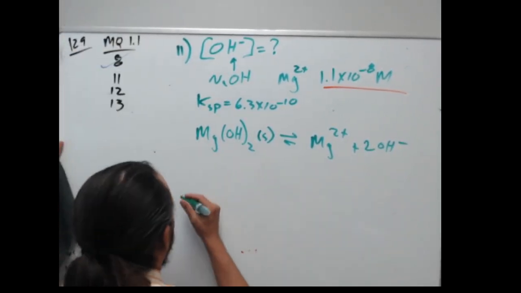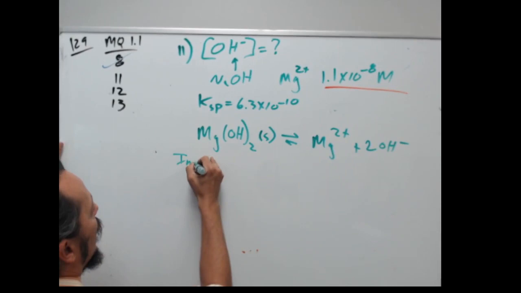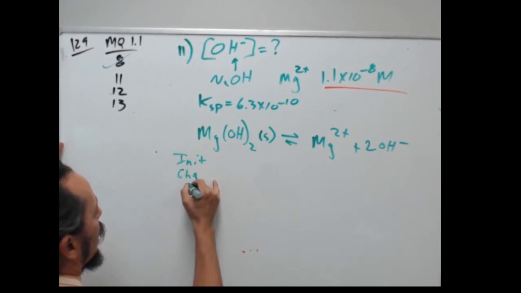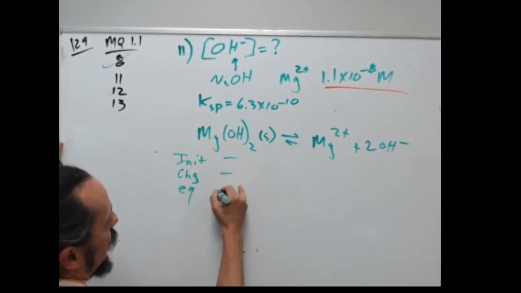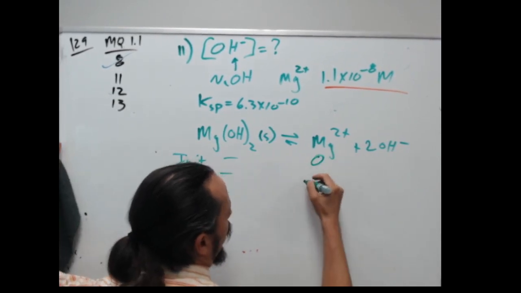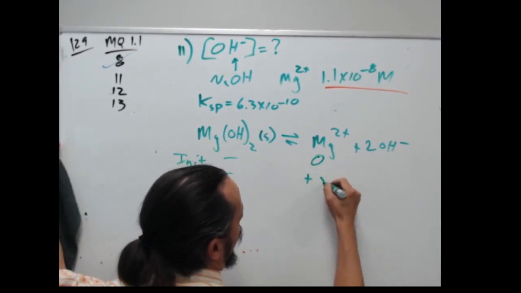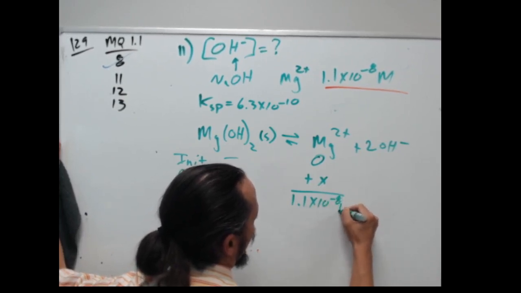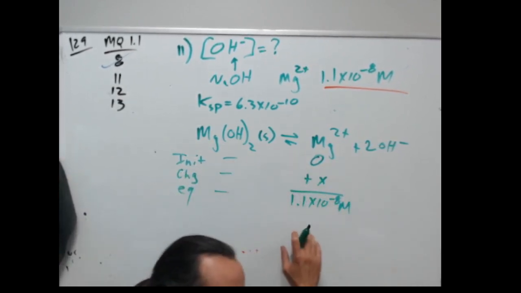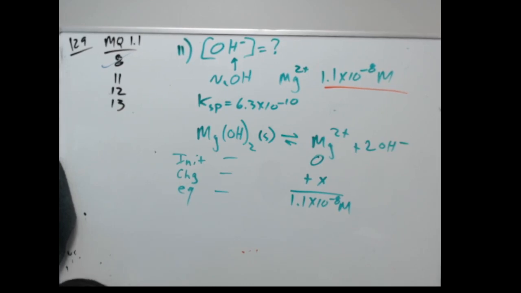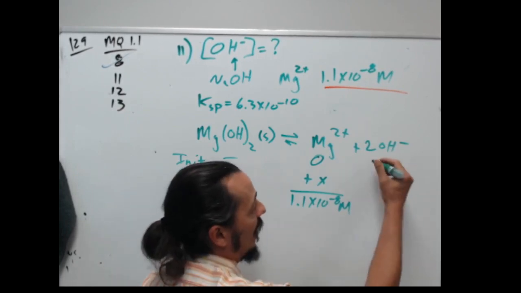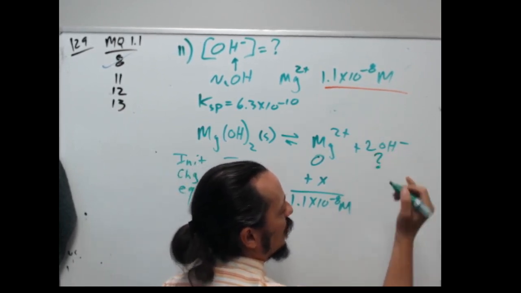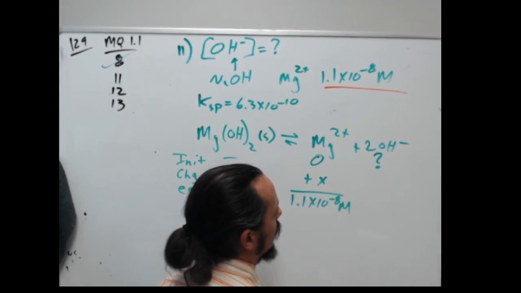I want it to be such that when this thing dissolves, this is 1.1 times 10 to the minus 8 molarity. I want my solution to end up with that concentration. How much hydroxide do I need to make that work? Well, that's going to be an unknown amount. I have an unknown amount of hydroxide here.